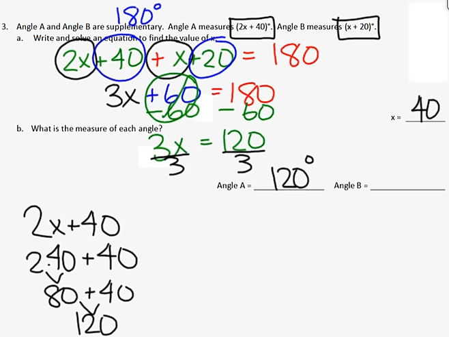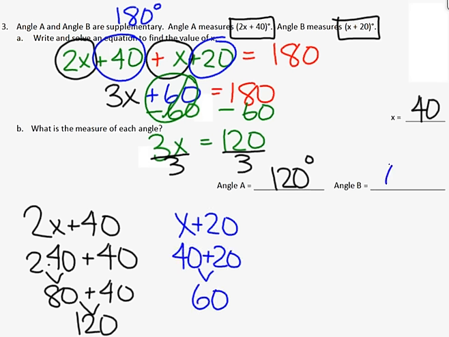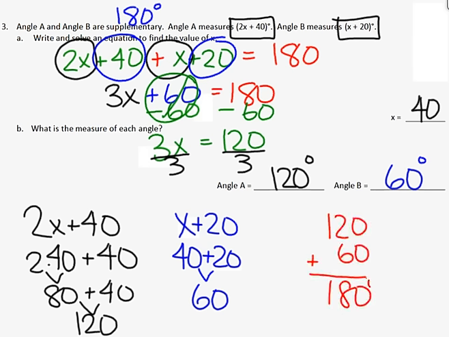Then for angle B, that one measured x plus 20, so we're going to plug in 40, and 40 plus 20 is 60 degrees. Okay, final step to make sure that your answer is reasonable. We said that these two angles were supplementary, so that means they have to add up to 180 degrees. So when you test that, they do actually add up to 180. If they don't, you need to go back and check to see what you messed up.